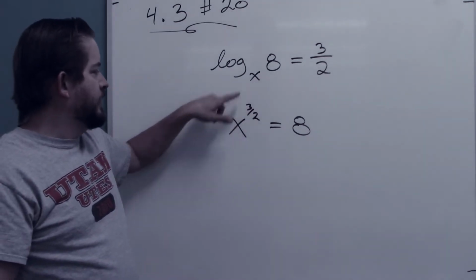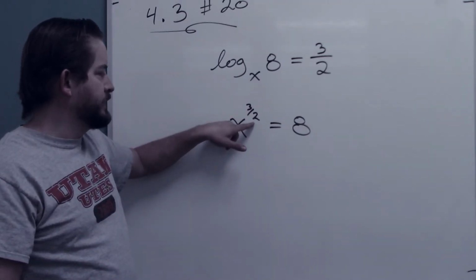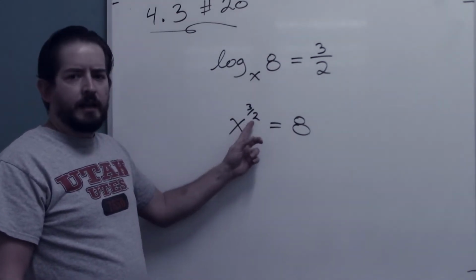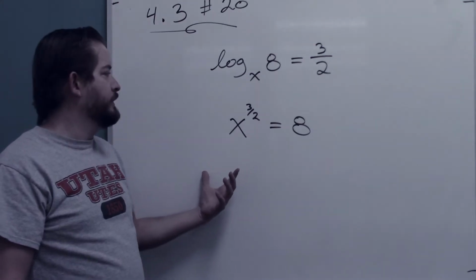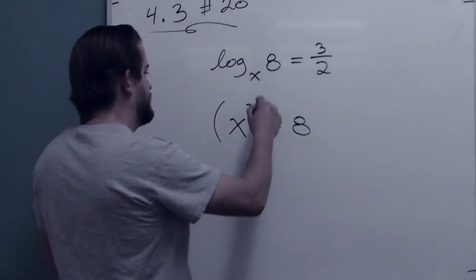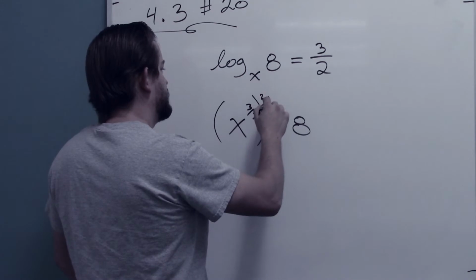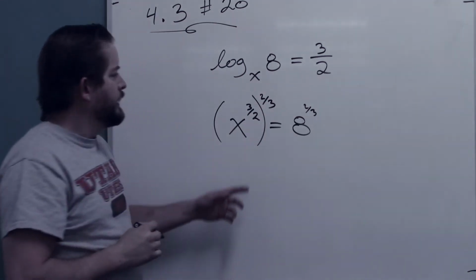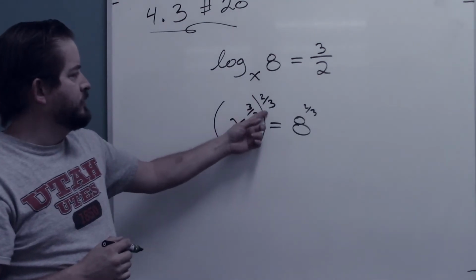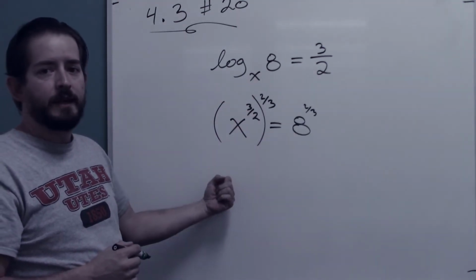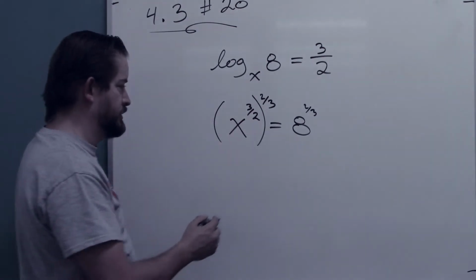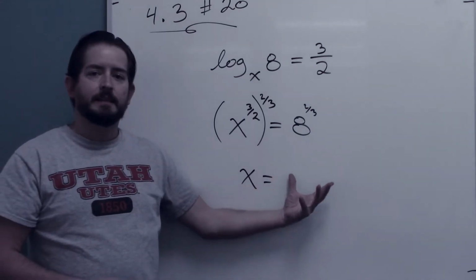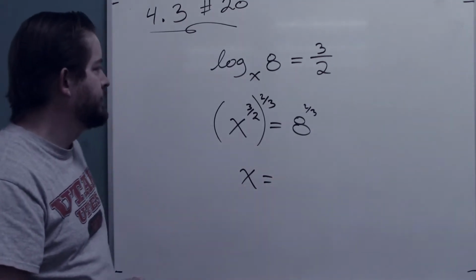This x, the base of the log, becomes the base of the exponential, and then of course the 8 and the 3/2 switch places. What does it mean to have this 3/2? Well, I can get rid of that by taking this to the 2/3 power, and 8 to the 2/3 power, right? And I do that because 3/2 multiplied by 2/3 gives me 1, and so my power over my x is now the product of those two things, which is 1. And I have x isolated, so whatever the result on the right-hand side is, that's my answer, right?